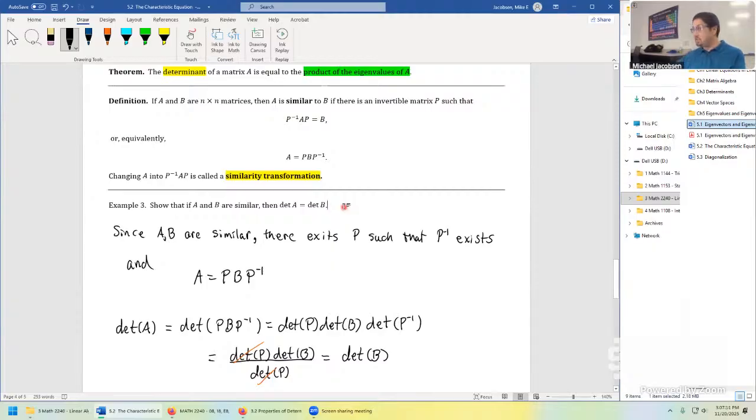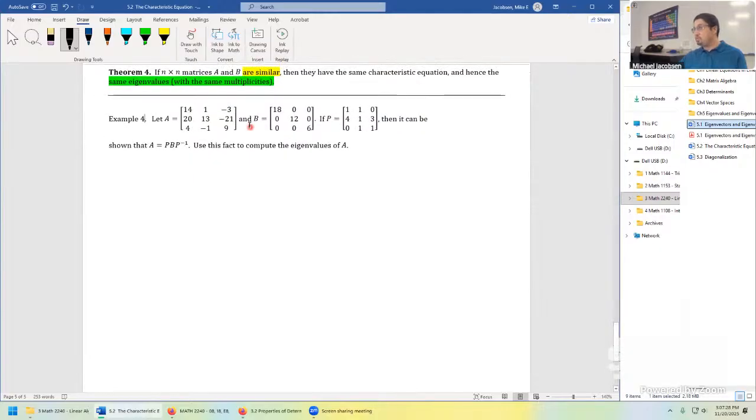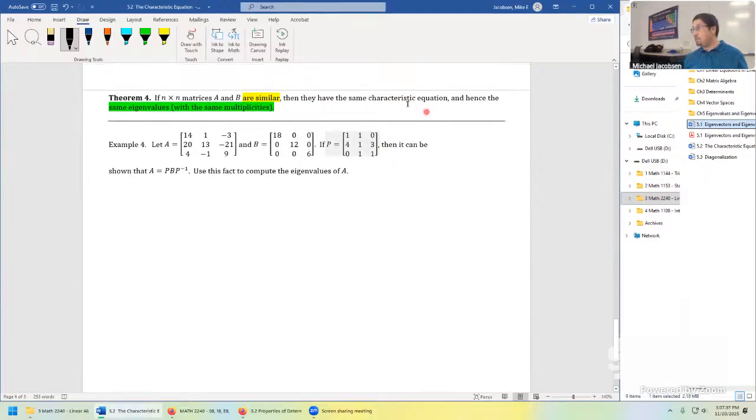Okay, taking this to our last concept for these notes, here's our example 4. Again, pretty short set of notes. We're not going to try to go very far into the next section, but we'll find a good stopping point that makes sense for section 5.3. So we'll have a brand new theorem that tells us if we have n by n matrices, A and B, and they are similar, then they'll have the same exact characteristic equation and the same eigenvalues with the same multiplicities.